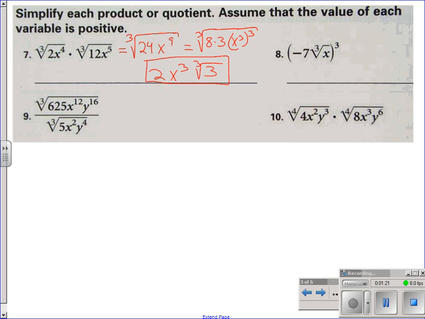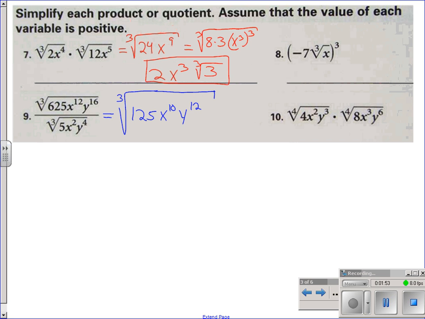For this bottom example, I'm going to do the same thing. We're dividing two cube roots, so I'm going to put them into one giant cube root. Now I'm just dealing with the similar objects. 625 divided by 5, that's 125. X to the 12th divided by x squared is x to the 10th, by our rules of exponents: top exponent minus the bottom exponent. Y to the 16th divided by y to the 4th, that is y to the 12th.